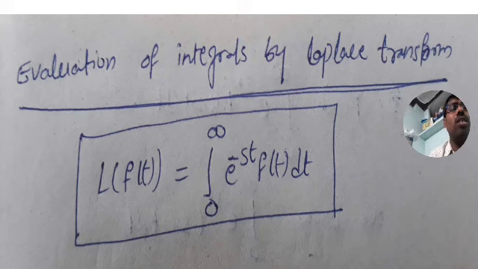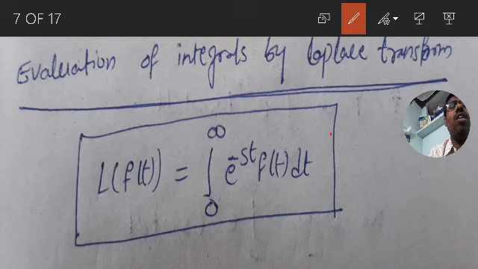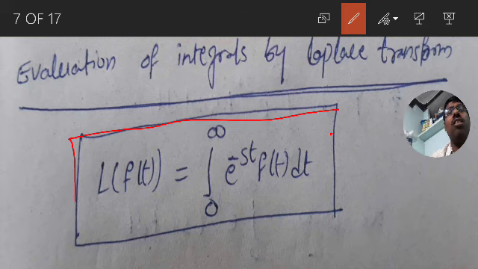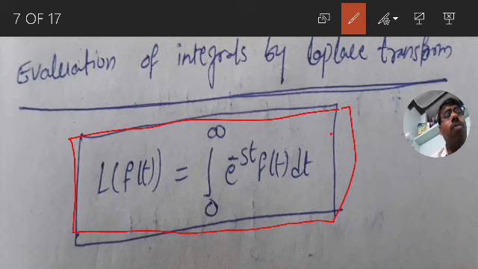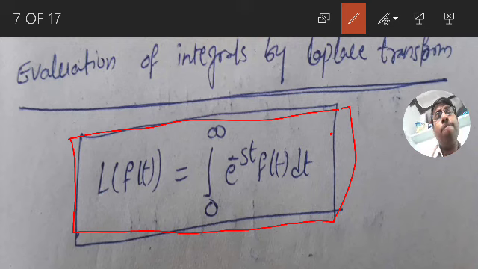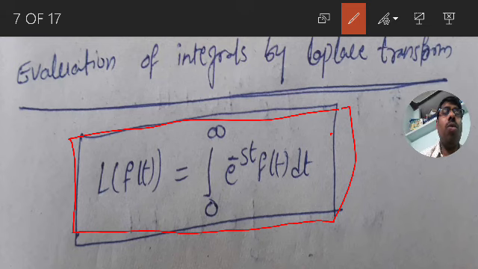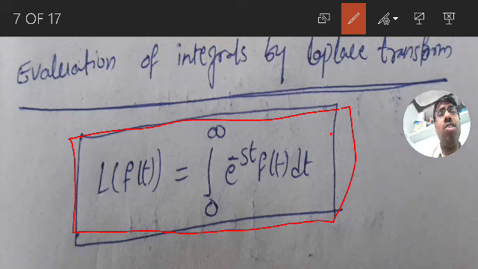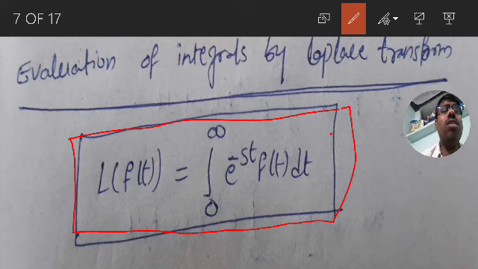This is the definition I have written in a box. By using this we are going to find integrals. Just one more time I am repeating. Laplace transform of f of t is integration 0 to infinity e power of minus st into f of t dt, where s is a parameter.